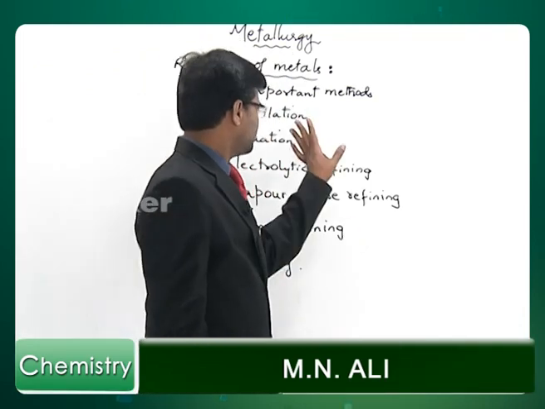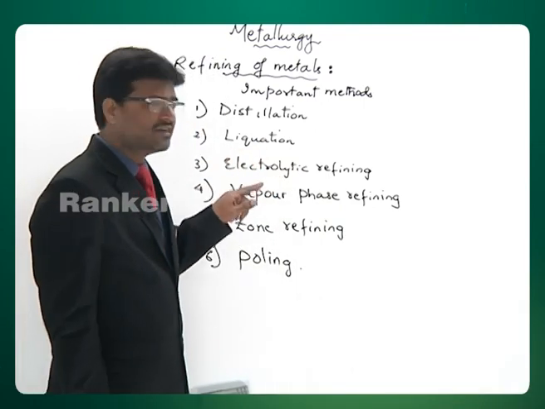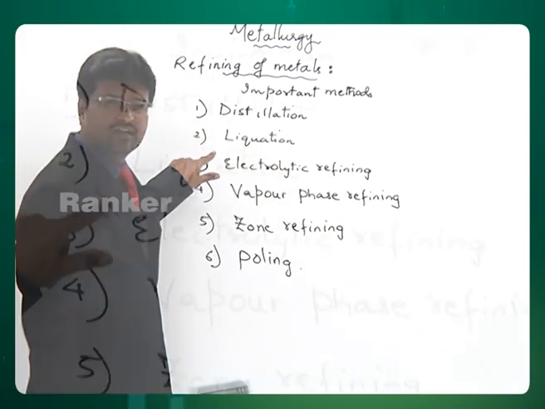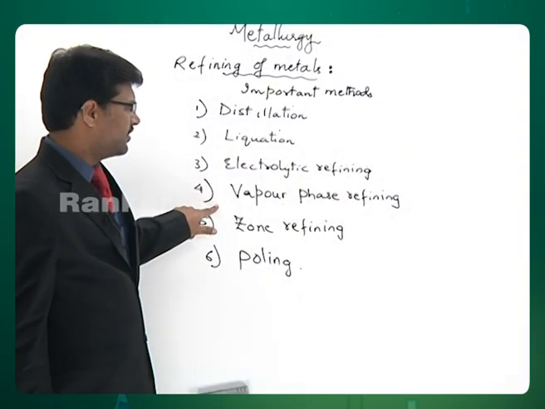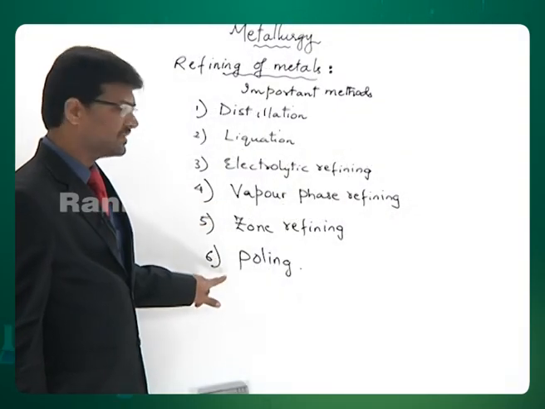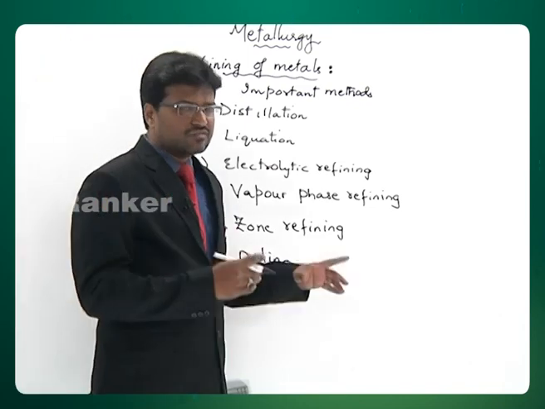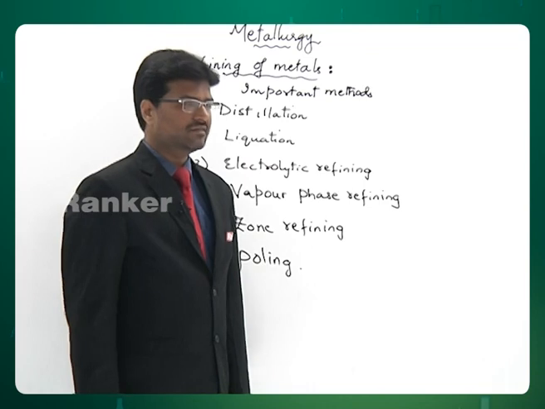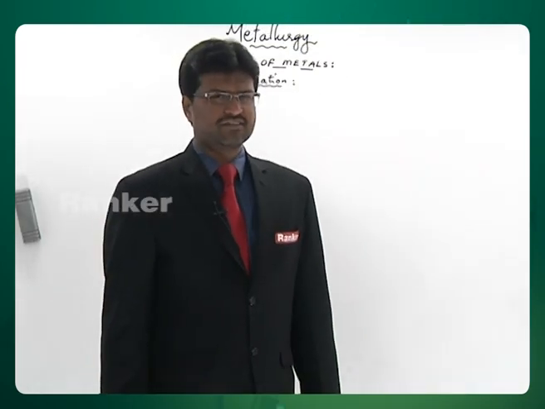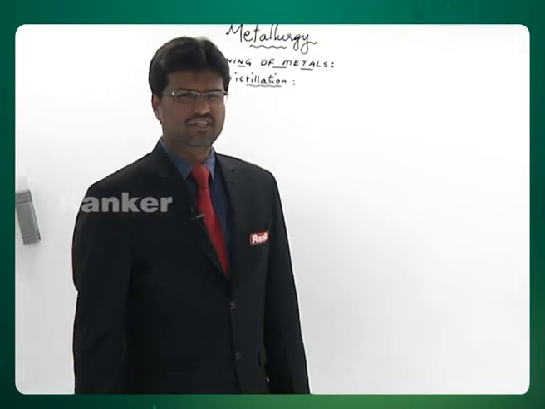We'll start with distillation. First, look at the list once again: distillation, liquation, electrolytic refining, vapor phase refining, zone refining, and pooling. The method we choose depends on the nature of the metal and the nature of the impurity associated with the metal. The first method we are going to discuss under refining of metals is distillation.